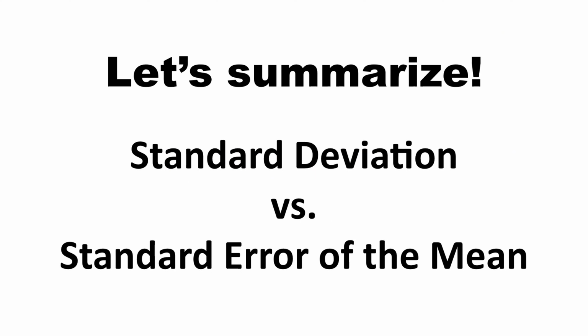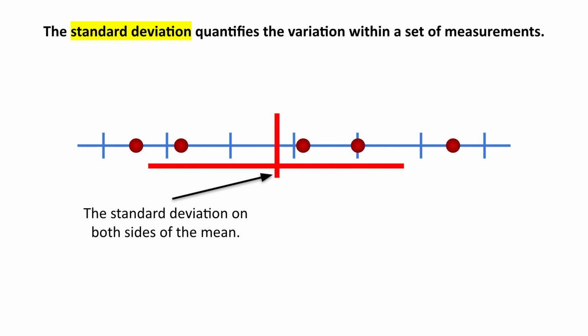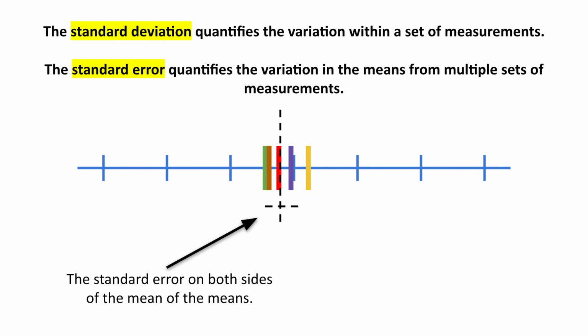So let's summarize the differences between the standard deviation and the standard error of the mean. The standard deviation quantifies the variation within a set of measurements. The standard error of the mean quantifies the variation in the means from multiple sets of measurements.